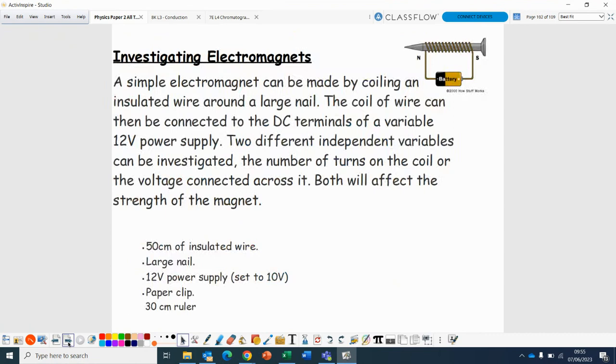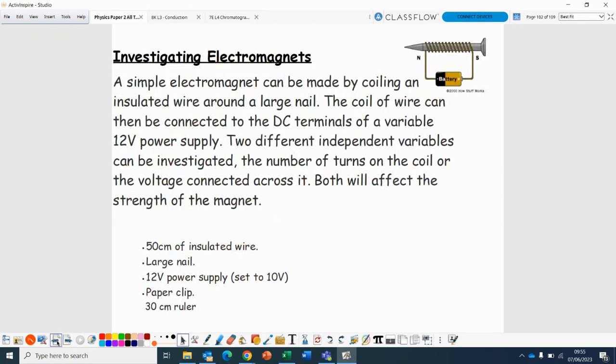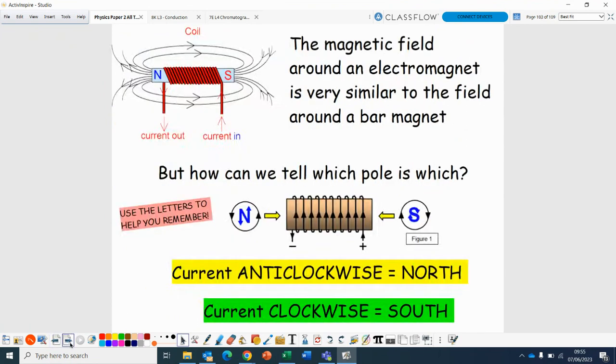We did an investigation for electromagnets. What you often find is if you want to make an electromagnet stronger, you can either increase the voltage or the current, or you can increase the number of turns on the electromagnet.